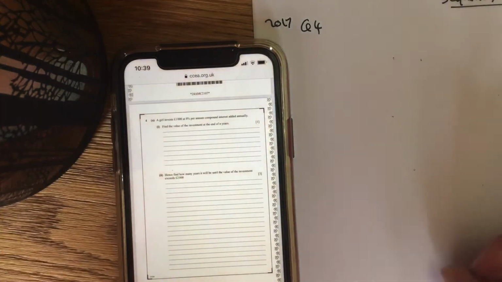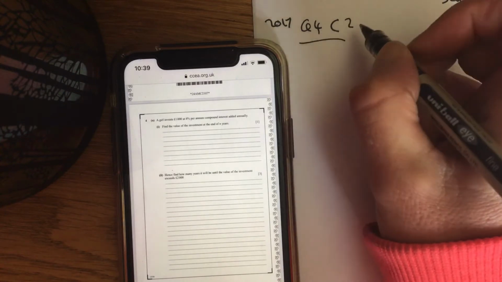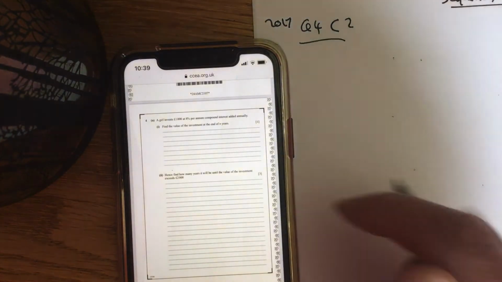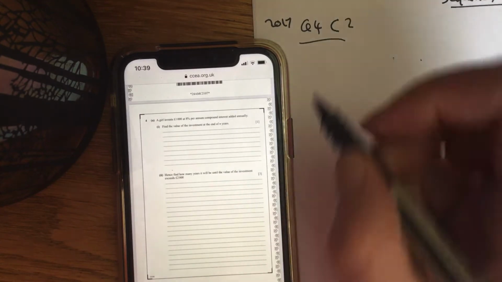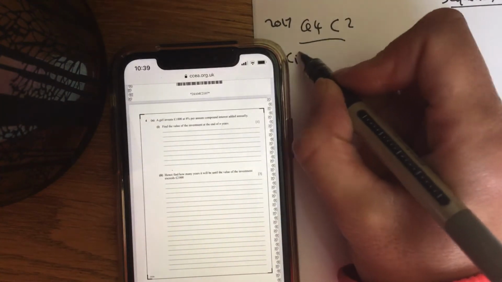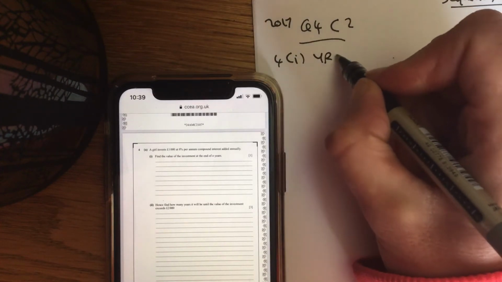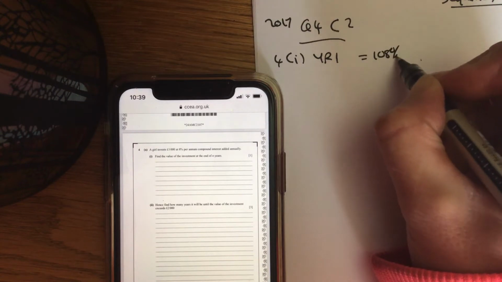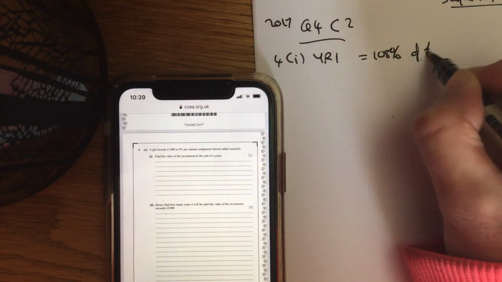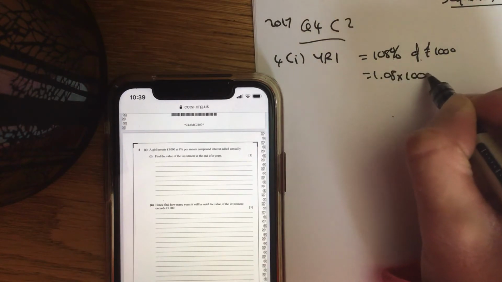This question is from C2 2017 and it's question 4. A girl invests £1,000 at 8% per annum compound interest. So first of all, with all of these, I always like to get the pattern going. So at the end of year 1, she will have 108% of 1,000. So that is 1.08 times 1,000.